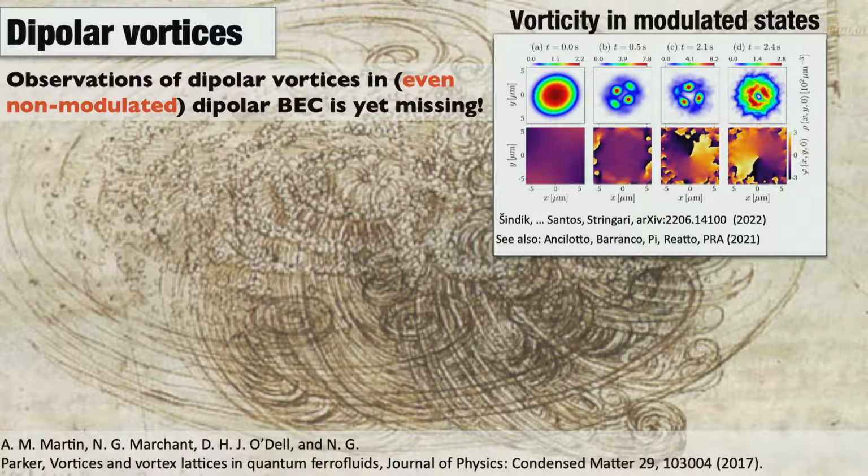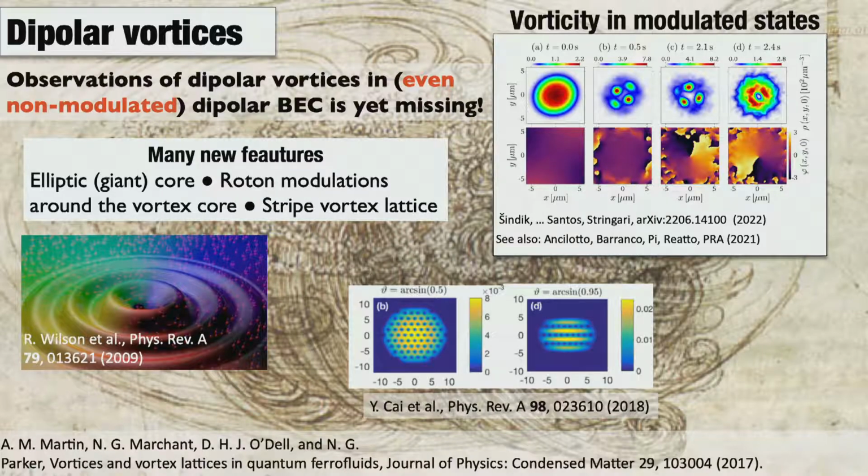But the problem is that even in a non-modulated state, even in a dipolar normal quantum gas, vortices have never been observed. And this is not only an extension of what has been done in non-dipolar gases, because vortices in dipolar gases are expected to have many new features, like a larger vortex core, maybe density ripples near the roton instability, or, as I'm showing here, some anisotropy in the vortex distribution instead of an Abrikosov lattice. Really, you have interwoven high-density vortex lines.